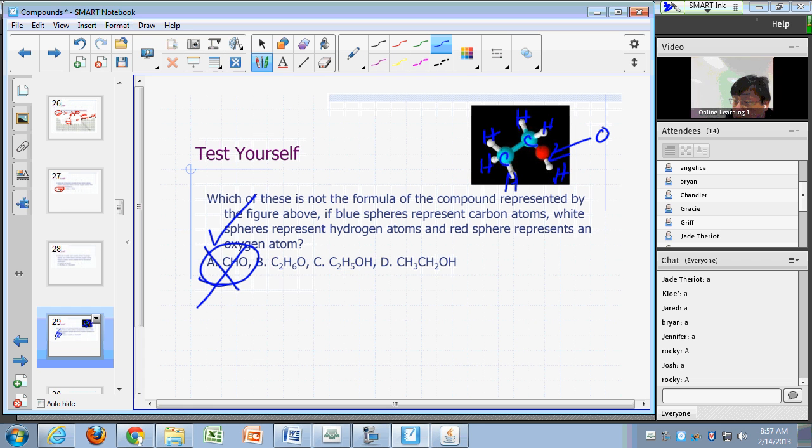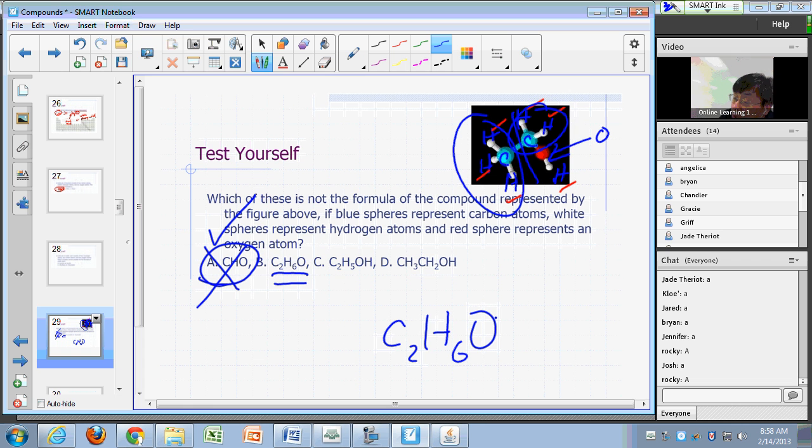Why? Because you have two carbons, and you have six hydrogens. 1, 2, 4, 5, 6. And you have one oxygen. So C2H6O is a correct formula. CH3, you'll see this grouping quite often. CH3, CH2, and then there's an OH right there. That's another way of representing that.